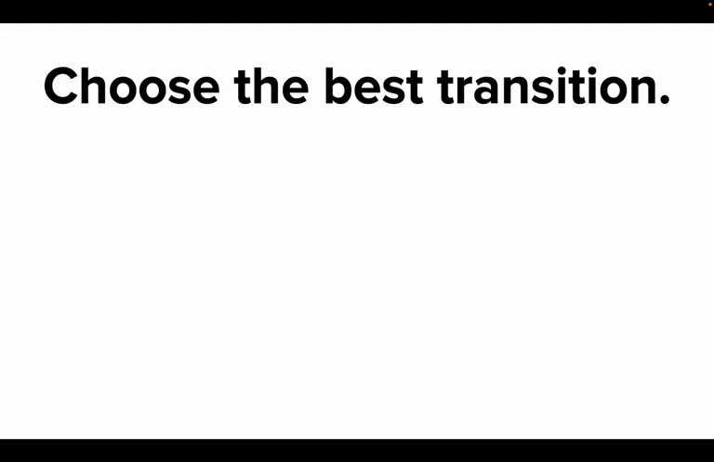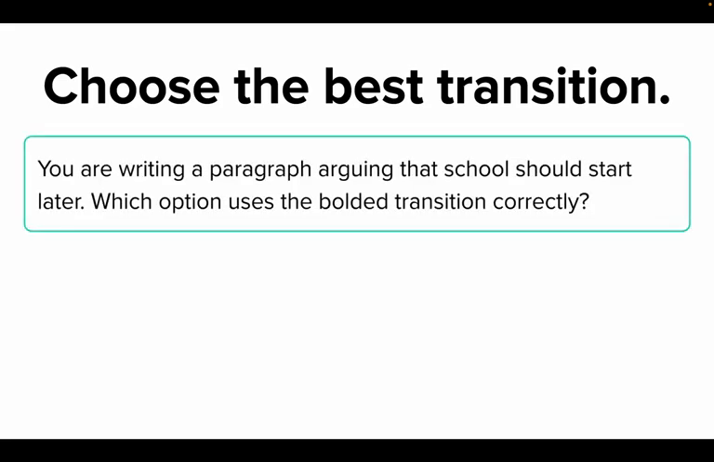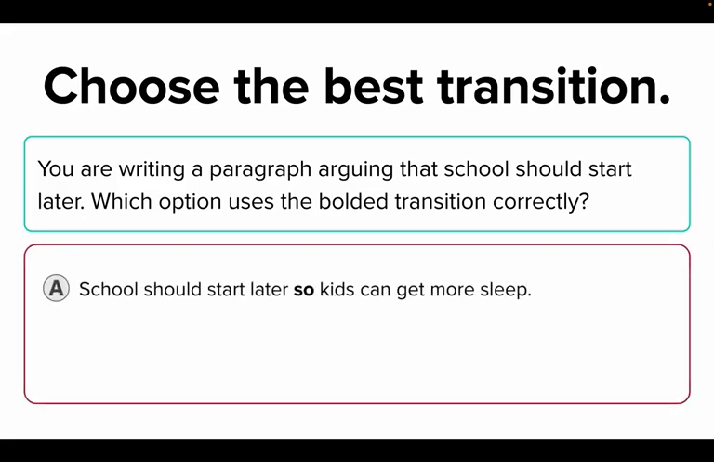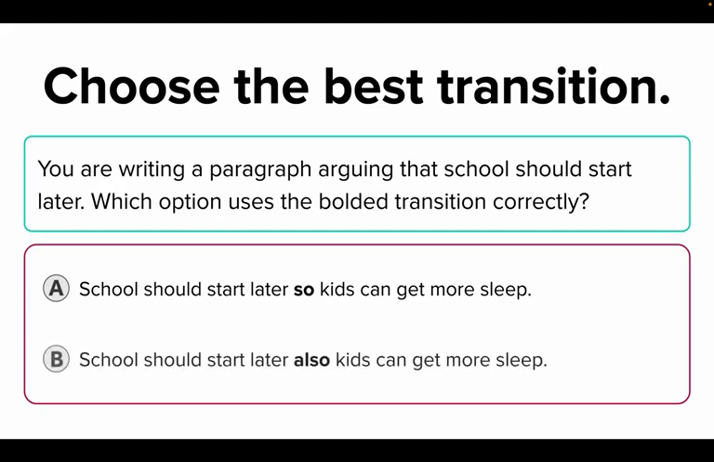Now it's your turn. You are writing a paragraph arguing that school should start later. Which option uses the bolded transition correctly? A. School should start later so kids can get more sleep. B. School should start later also kids can get more sleep. Which option uses the bolded transition correctly? That's right. Option A is the correct answer. Keep these examples in mind as you practice choosing the best transition.